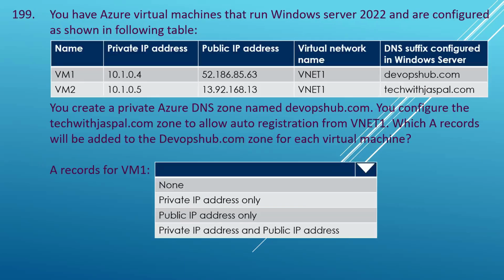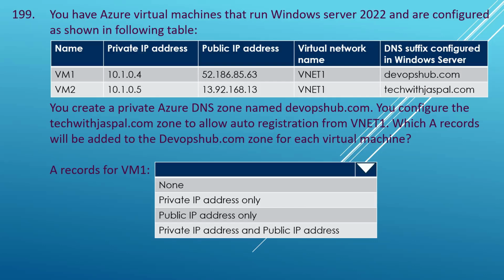You have an Azure virtual machine that runs Windows Server 2022 and is configured as shown in the following table. Basically, you have 2 virtual machines with the names VM1 and VM2. The private IP address of VM1 is 10.1.0.4 and of VM2 is 10.1.0.5. The public IP address of VM1 is 52.186.85.63 and the public address of VM2 is 13.92.168.13. Both of the VMs are connected to VNet 1, and the DNS suffix of VM1 is devopshub.com and VM2 is techwithjaspal.com.